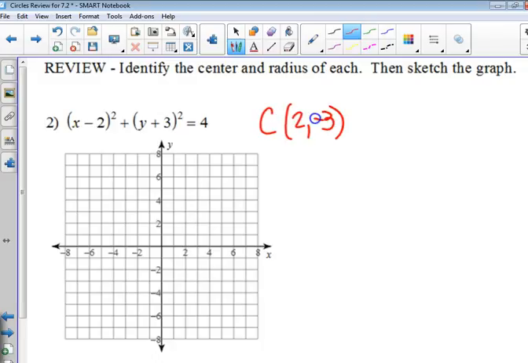2, -3. Okay. And the radius is the square root of 4 or 2. Now we're going to do the sketch. You can only go up, down, left, and right, because if you go out at an angle, 2 units is not going to land on an ordered pair, right?